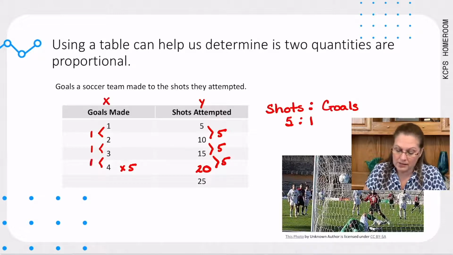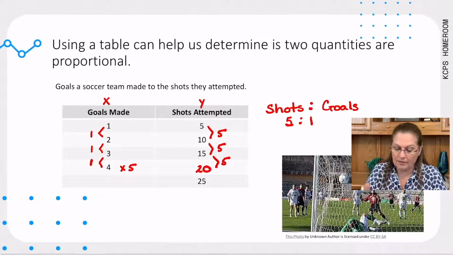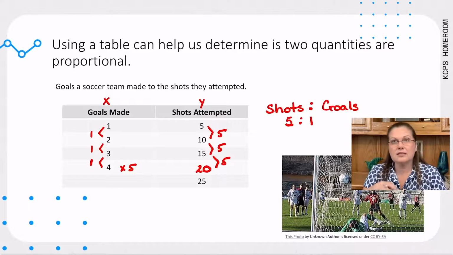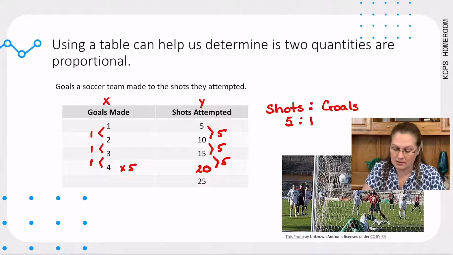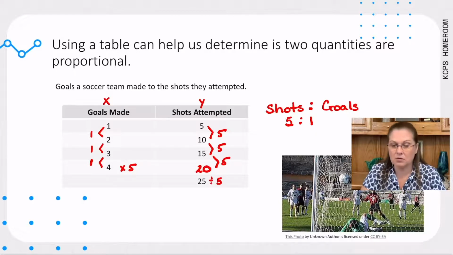Now you'll notice that our 5th row is left blank. We have our shots attempted, but we don't have our goals made. In the 4th row, we multiplied times 5 to fill in our y value, or our shots. We're going to reverse the process. So instead of multiplying times 5, we're going to divide by 5. So if I made 25 shots, that means I'm going to make 5 goals.